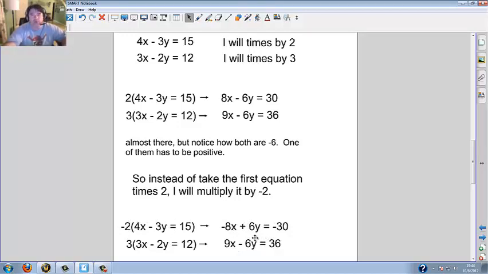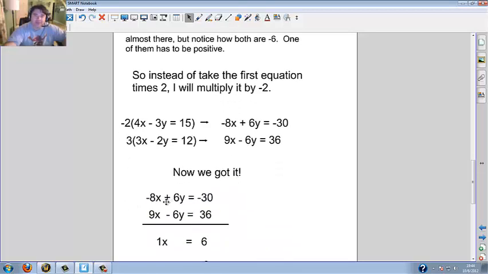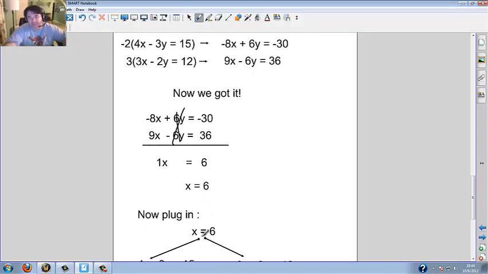Okay. Why did I do all this? Because now when I add them up, negative 8x plus 9x, I get 1x. These cancel like they're supposed to. And this makes positive 6. So now x equals 6.